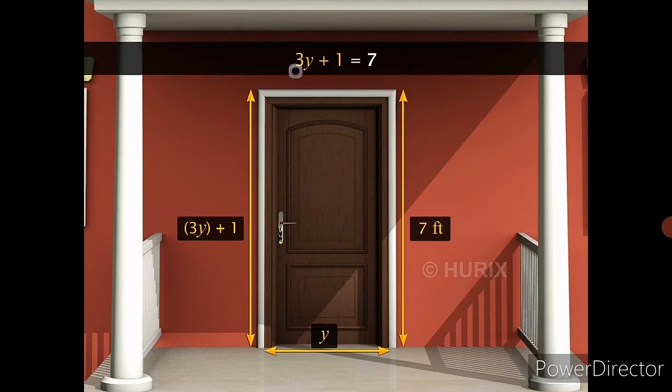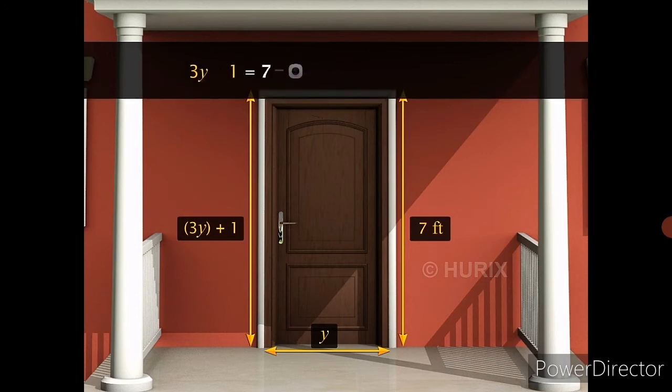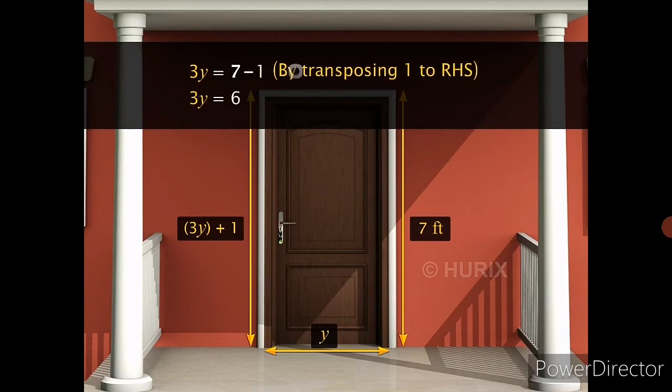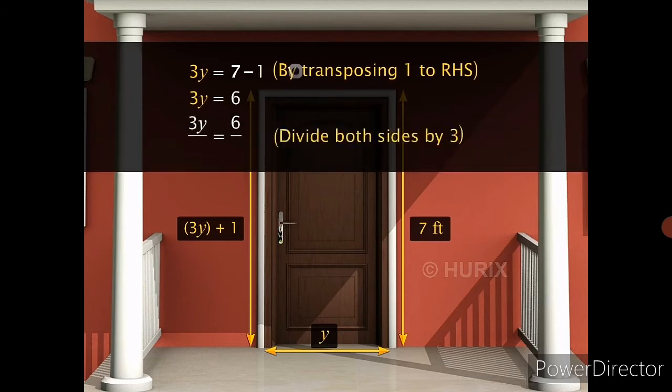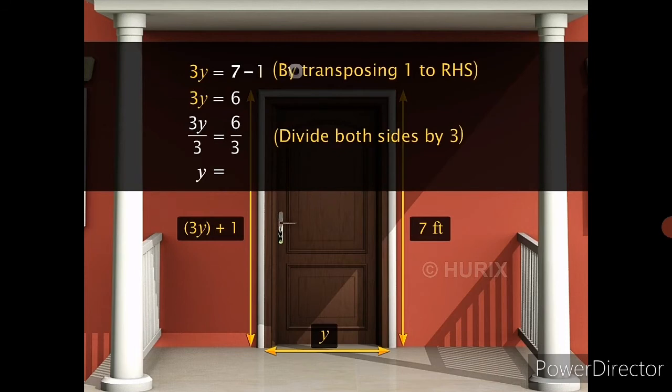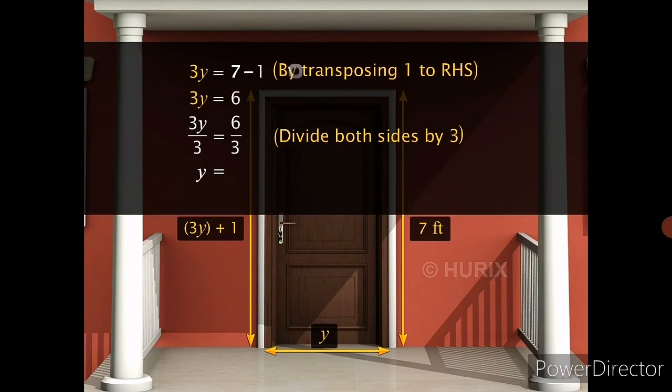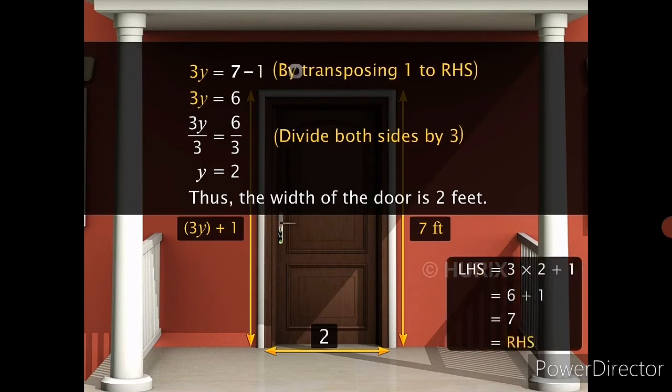We bring the like terms together by transposing 1 to the right-hand side of the equation. Then, we subtract. Then, we divide both sides by 3 and find the value of y. As y represents the width of the door, we know that the width of the door is 2 feet. We can quickly substitute y as 2 in the left-hand side of the equation. As you can see, we get the result as 7, which is the same as the right-hand side of the equation. Thus, our solution is correct.